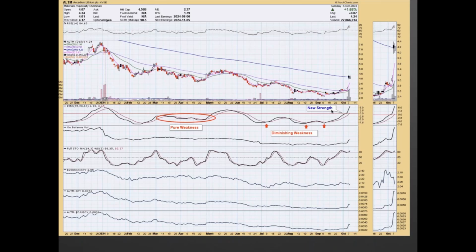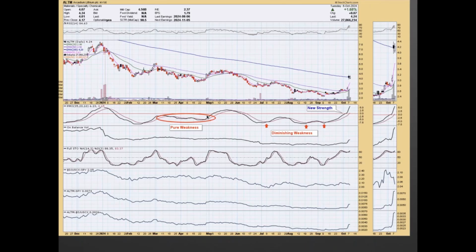And so the PMO had already given us a crossover buy signal down here, but we were still looking at what I would call diminishing weakness. Because really, if you look at this, the PMO is kind of flat beneath the zero line here. It's only moving up and down below zero, and you can see that is showing weakness. So back here, we had pure weakness. There's a flat PMO below the zero line, and you can see exactly what was going on with price here.